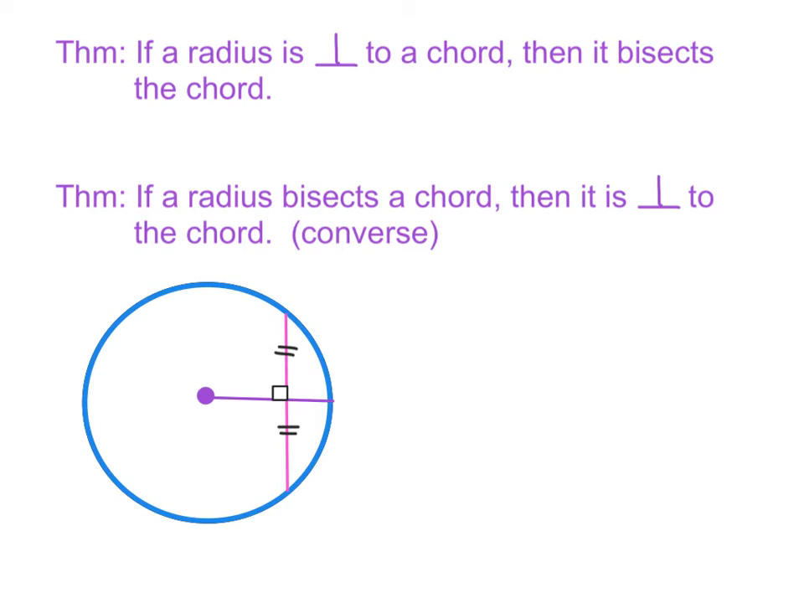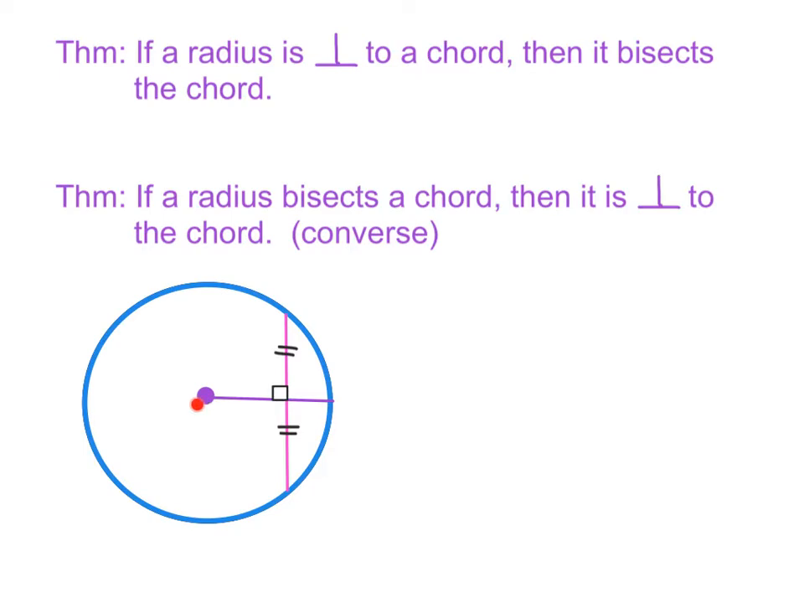Hey, I'm 218. Let's take a look at section 10.1. So this section really has one theorem. If a radius of a circle is perpendicular to a chord, then it bisects the chord.